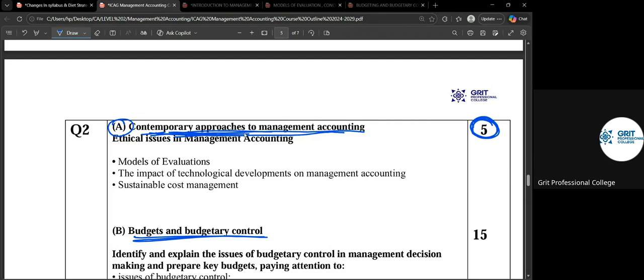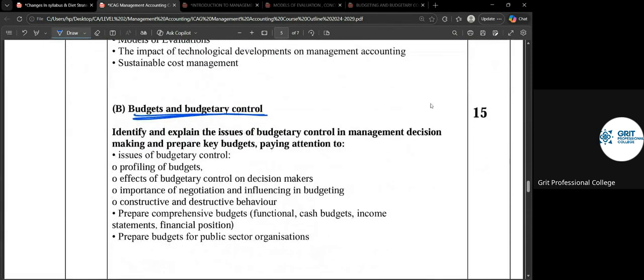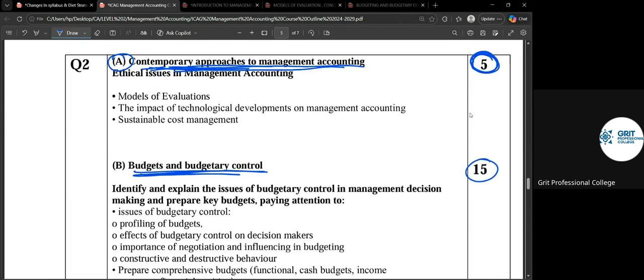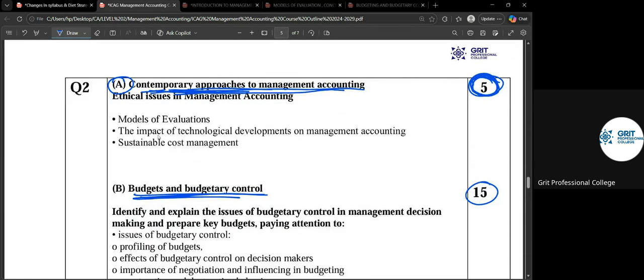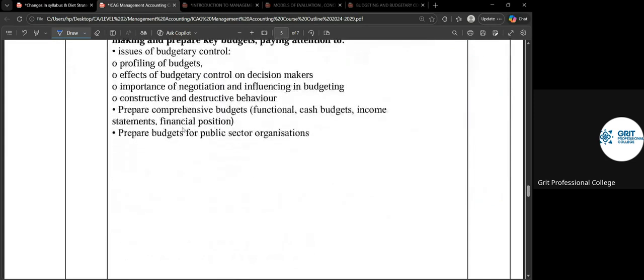So please, you need to know the content of the syllabus. It is something you need to master, so that you don't go into the exam room not knowing what to expect. I hope that is clear. So 15 marks, the examiner says budget and budgetary control, all the issues in there for 15 marks. So you add that to the 5 marks here, and you get 20 marks for your question 2. So we've done 40 marks.